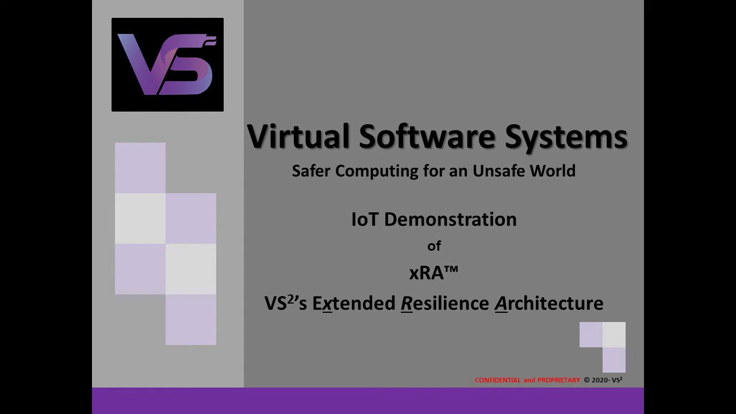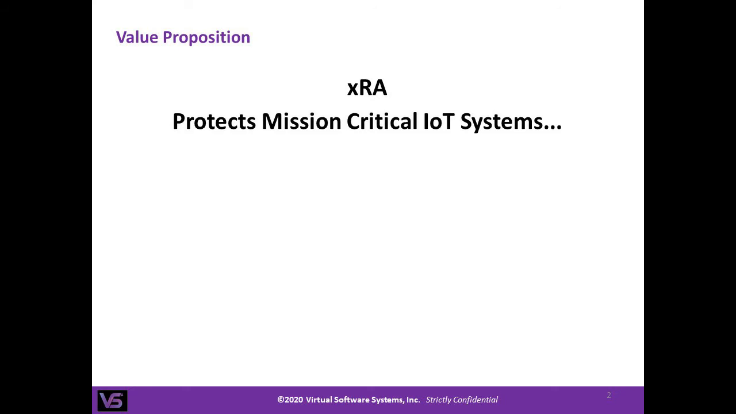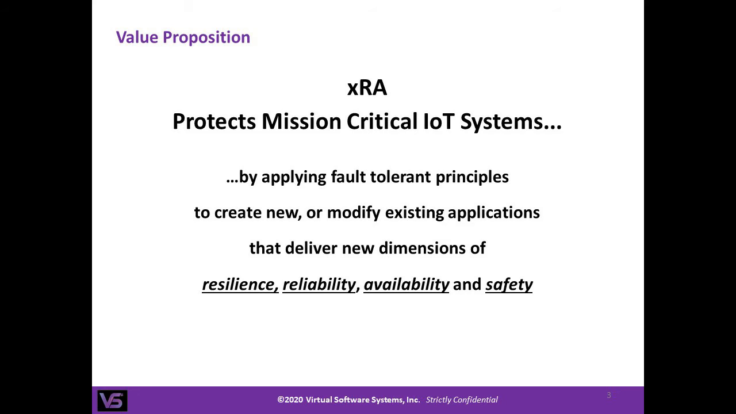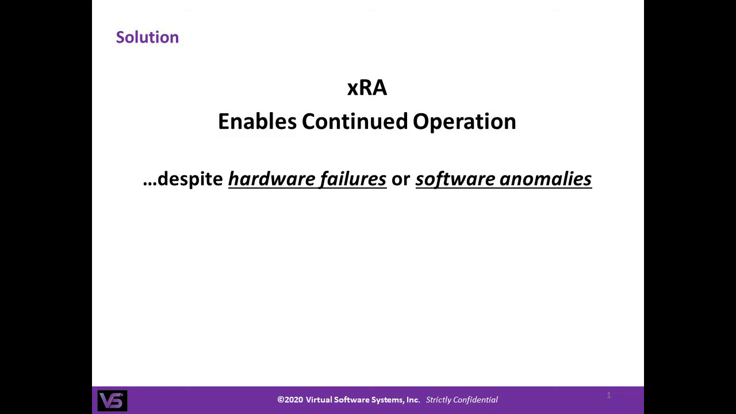Welcome to a brief demonstration of Virtual Software Systems' Extended Resilience Architecture called X-Ray. X-Ray protects mission-critical IoT systems by applying fault-tolerant principles to create new or modify existing applications that deliver new dimensions of resilience, reliability, availability, and safety. X-Ray enables continued operations despite hardware failures or software anomalies.